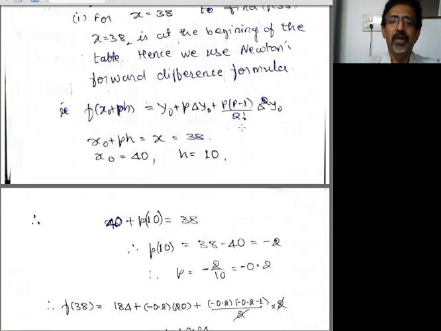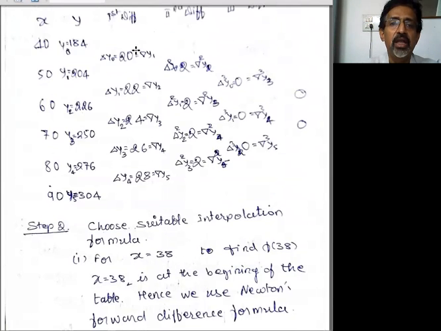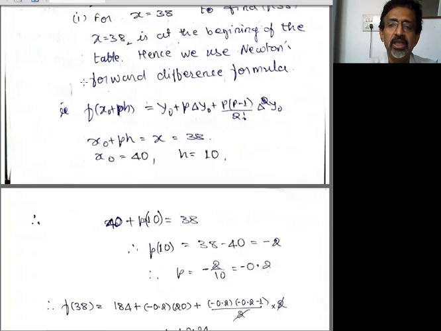So now I know del y naught, I know del squared y naught from the table. So del of y naught is what? See, y naught is 184, del of y naught is 20, del squared of y naught is 2, del cube is 0. That I know. So in this formula, I know y naught, del y naught and del squared y naught. Now my aim is to find out the value of p.